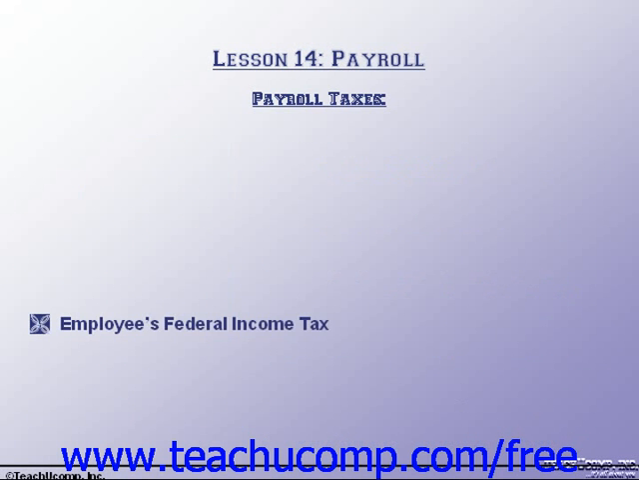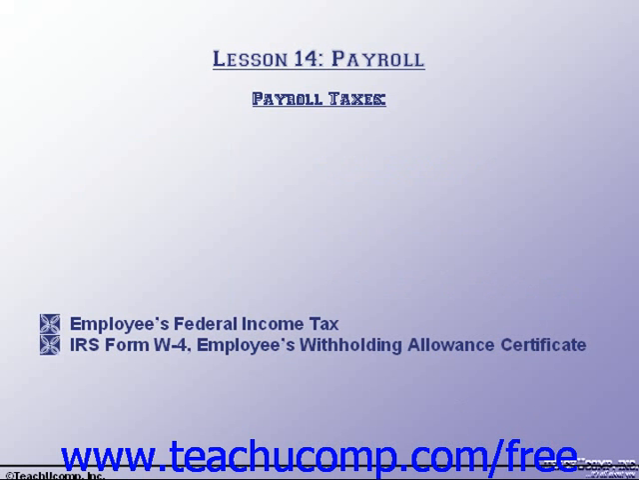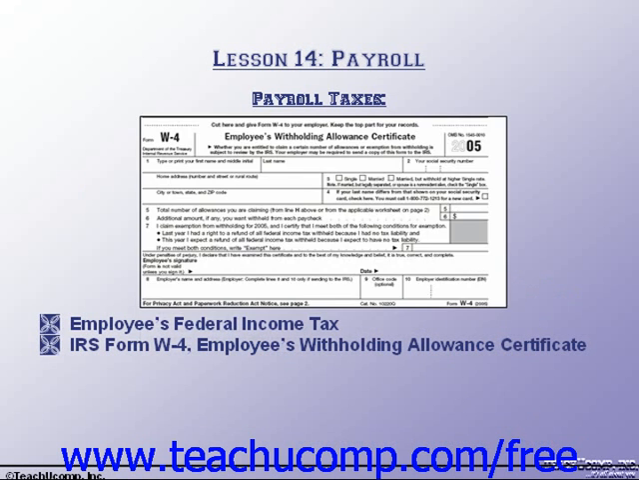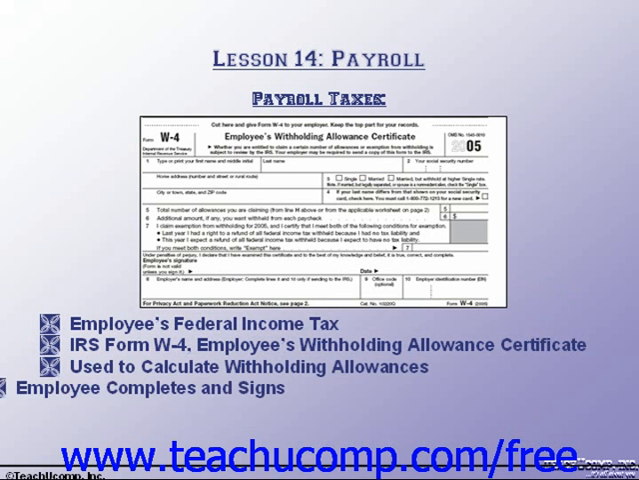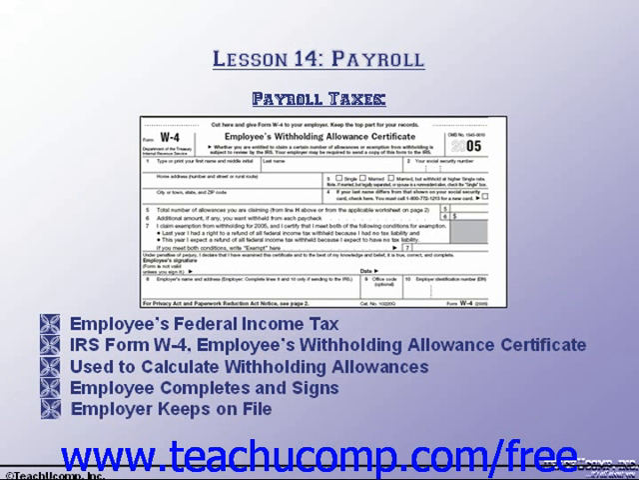First, we will look at the employee's federal income tax. When you hire an employee, you must first have the employee complete IRS Form W-4, Employee's Withholding Allowance Certificate. Form W-4 tells you how many withholding allowances to use when you deduct federal income tax from the employee's pay. Form W-4 includes detailed instructions and a worksheet to help the employee figure his or her correct number of withholding allowances. After the employee completes and signs the Form W-4, you should keep it in your files. This form serves as verification that you are withholding federal income tax according to the employee's instructions. Do not send it to the IRS.